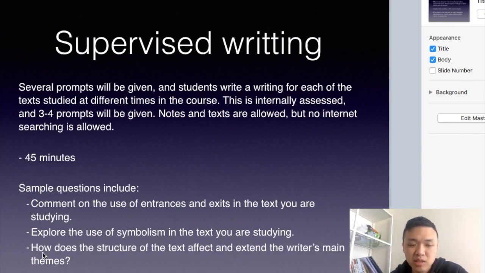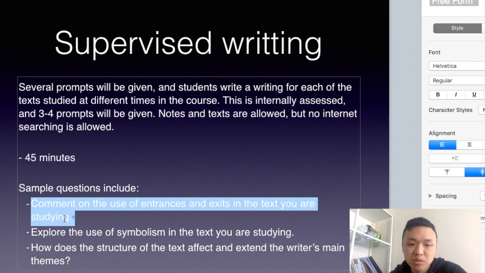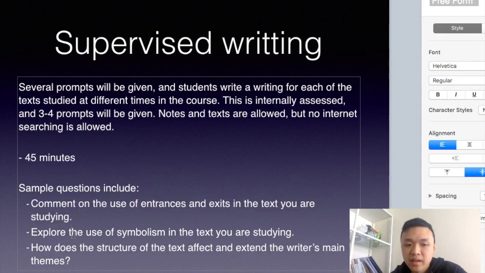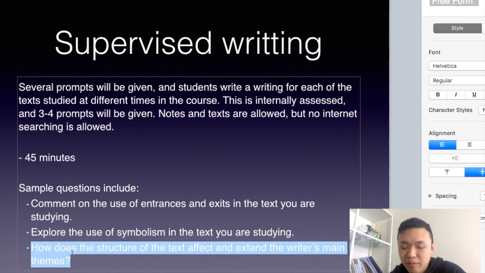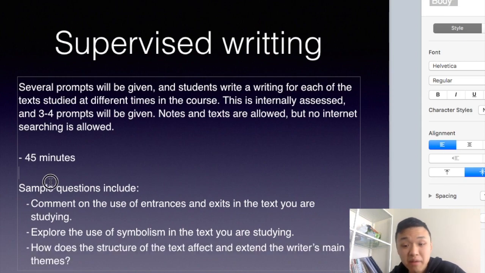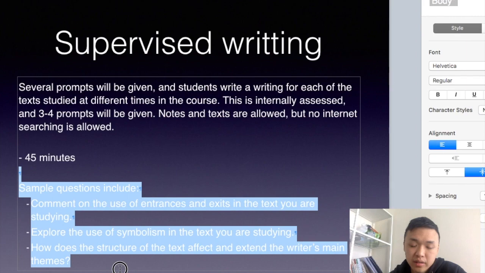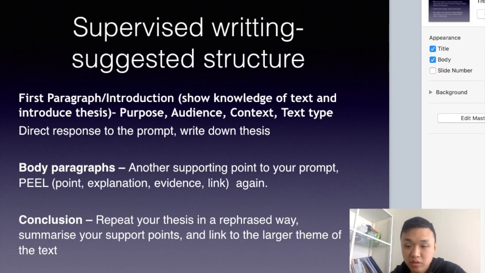So some examples, these are kind of like the paper 2 questions. For example, comment on the use of entrances and exits in the text you're studying. Explain the use of symbolism in the text you're studying. How does the structure of the text affect and extend the writer's main themes? So these are some of the questions you may face, right? And you need to pick one of them to answer.